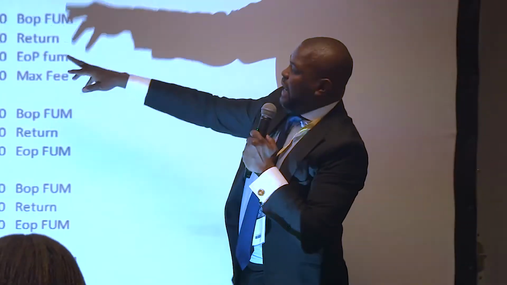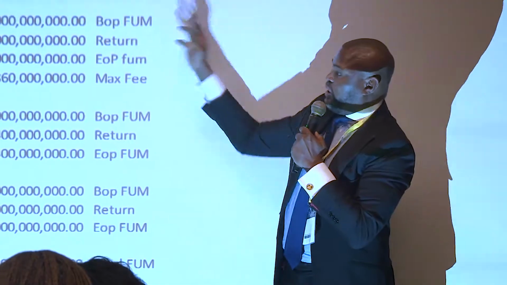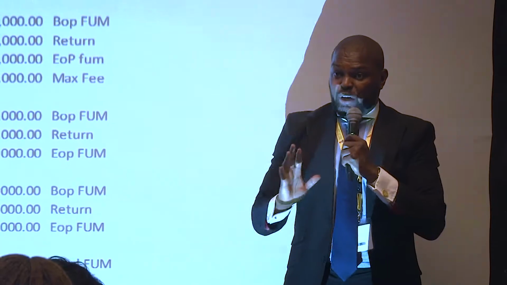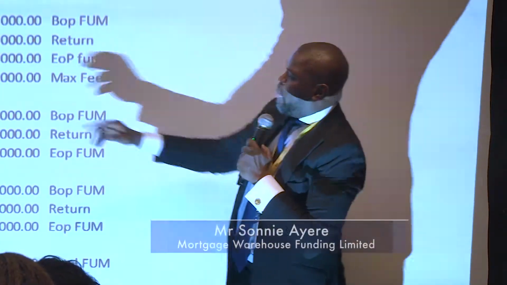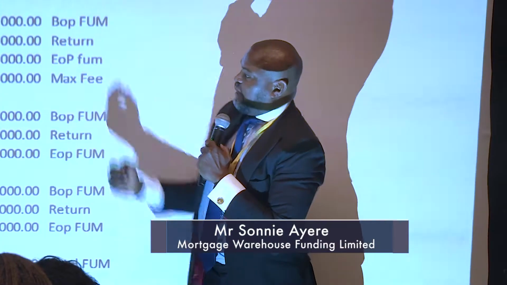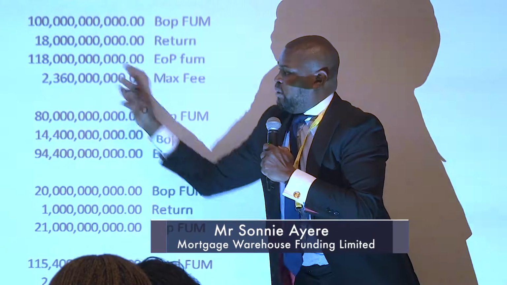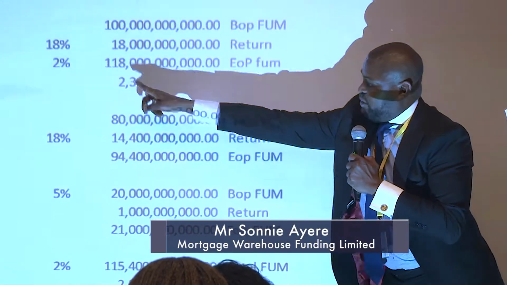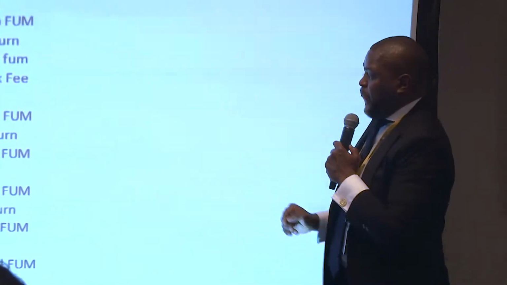Let's assume a pension fund had 100 billion beginning January, funds under management. I'm not saying this is a perfect thing, don't get me wrong. I'm saying it's just a concept, right? So an 18% return will give you 18 billion, yeah? 118, so the size of the fund will go from 100 to 118, and the fund manager will get 2.3 billion. That's the maximum fee they can earn anyway.